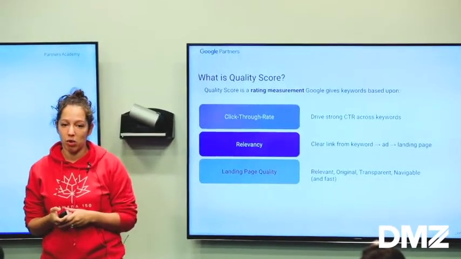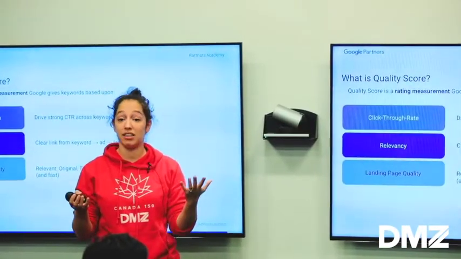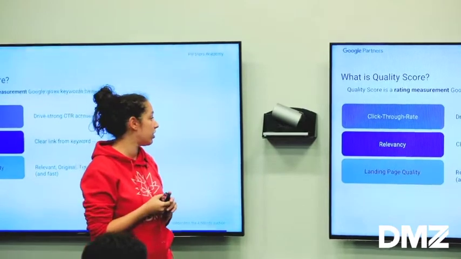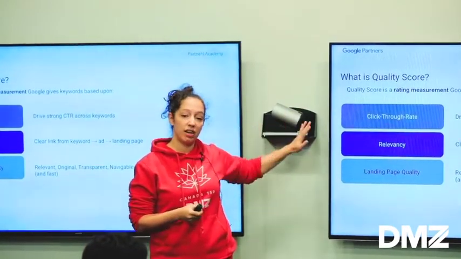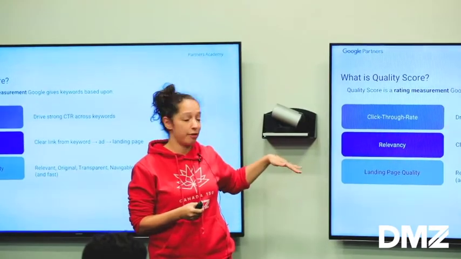So what are the factors of quality score? It's a whole secret sauce algorithm, but the three things that are most important and that you can really focus on are click-through rate, relevancy, and landing page quality. So I'm going to go through those one at a time.